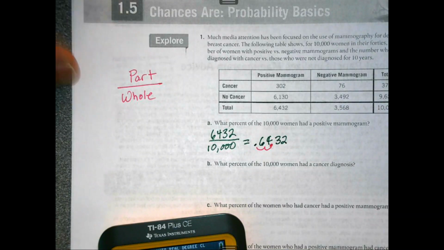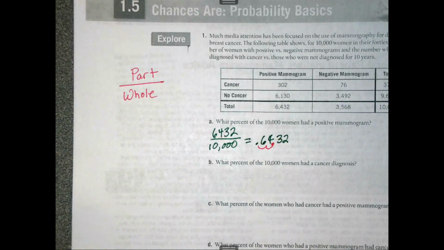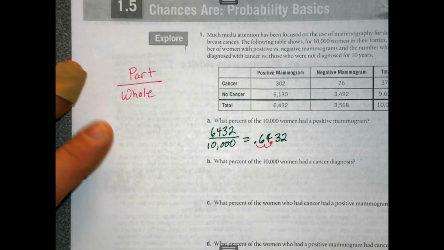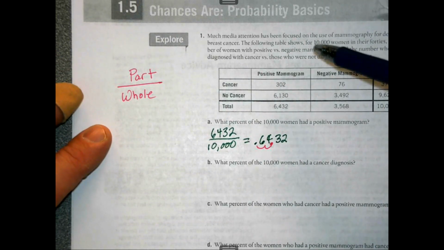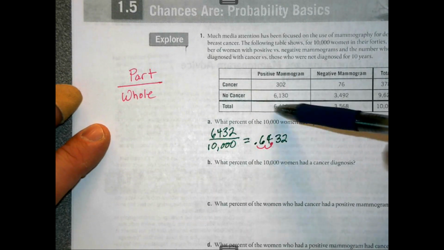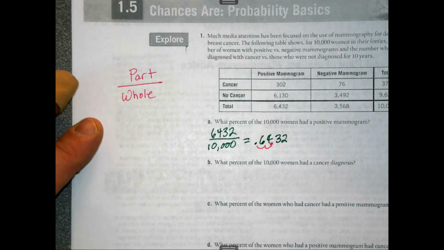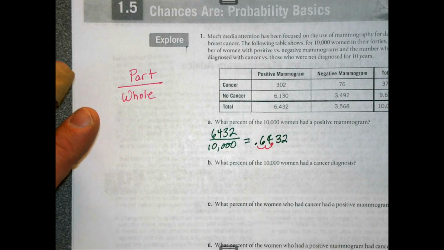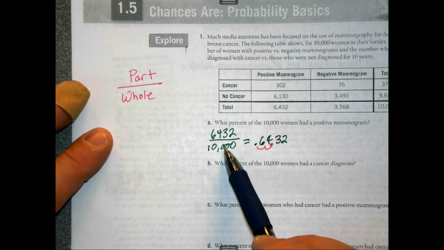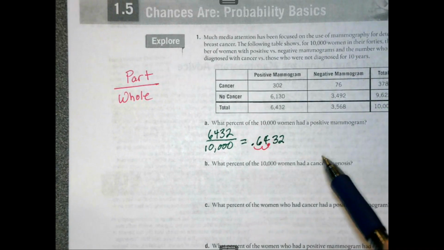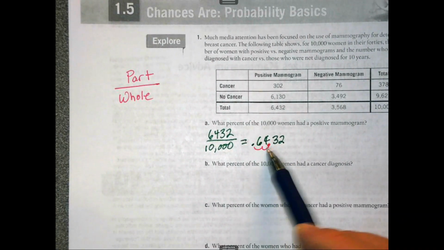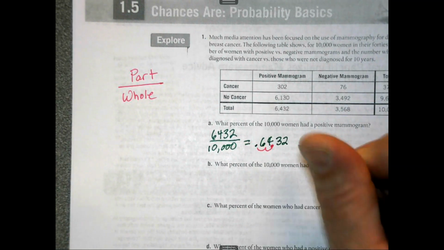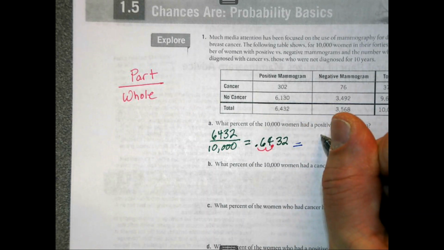Okay, so it says right here, what percentage of 10,000 women, so that's your whole, right? And a positive mammogram. We're looking at positive mammograms. We got a total of 6432. If I do the part to whole, that would be 6432 over 10,000. Put that in your calculators. Actually, you're just going to move the decimal place over 4 zeros because you're doing units of 10. So this equals, you ready?